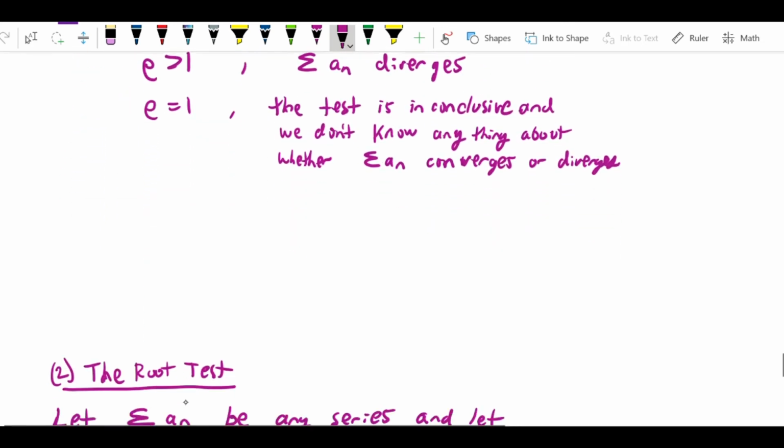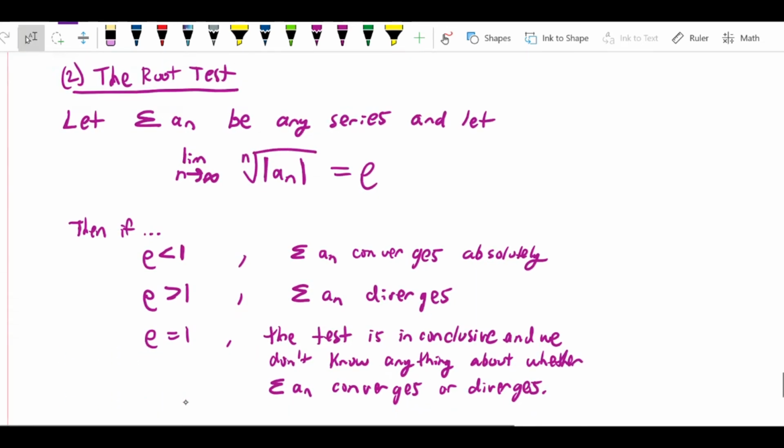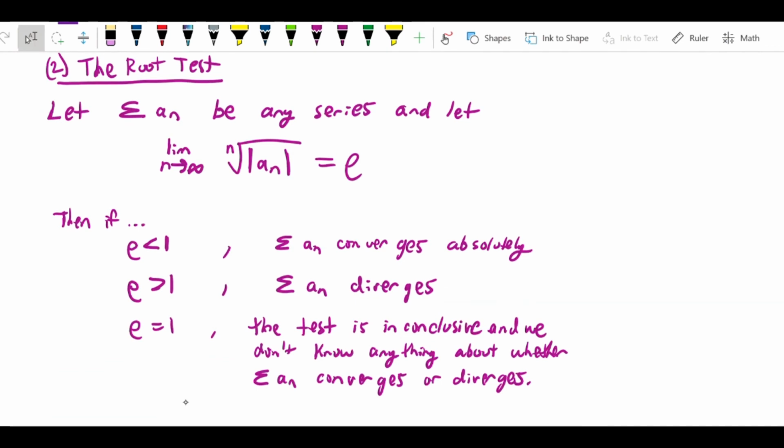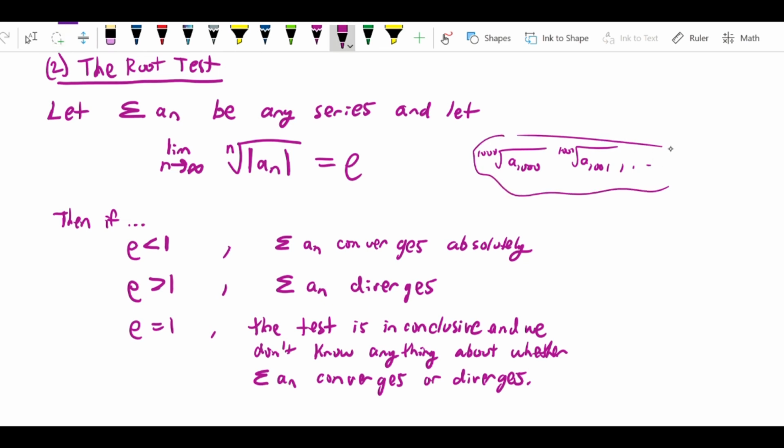So the root test is kind of similar. It just asks us to calculate a different limit. So once again, if an is a series, then what we do is calculate the limit of the nth root of the absolute value of an. So we keep taking higher and higher roots. For example, we take the 1000th root of a 1000, the 1001st root of a 1001, etc. That's what this expression means. And once again, we calculate rho, which is equal to that limit.